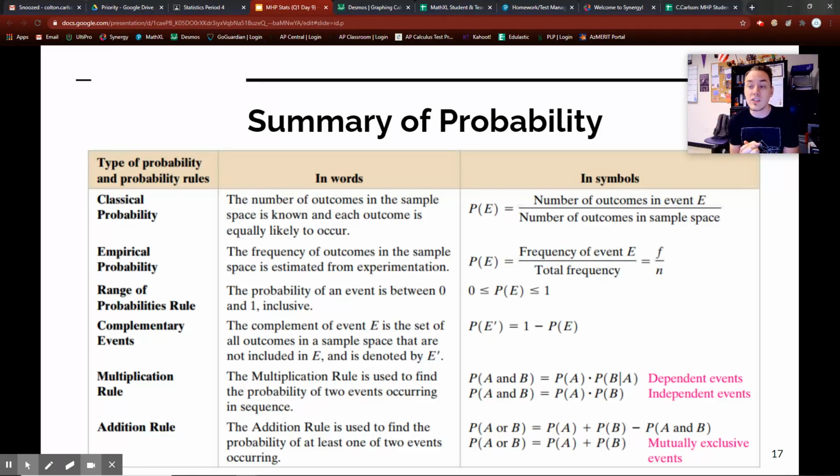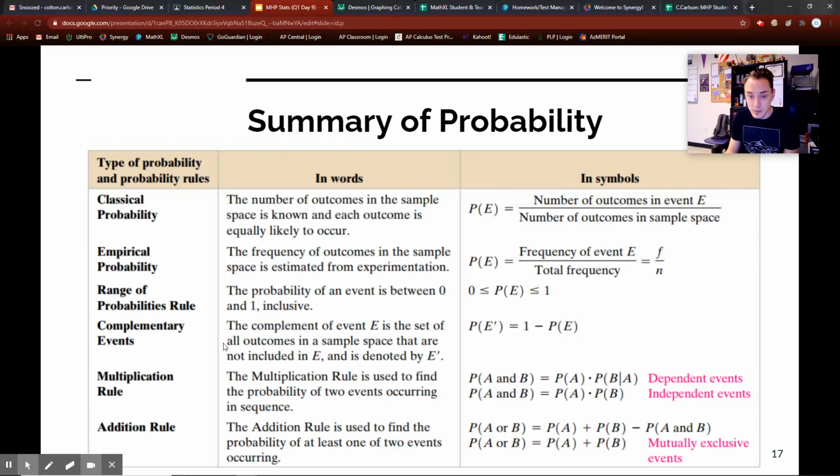So what I have here is just a summary. If you printed off the notes, or if you're looking on the key online, you'll see this on that handout as well. This is just really a summary of everything we've learned, from classical, empirical, the range of probability rule, the complementary events. We learned the multiplication rule. What does it mean to have independent and dependent events? And then we also learned the addition rule, and what does it mean to have mutually exclusive events or non-mutually exclusive events. If you have any questions on this summary page, let me know. But if you don't, then I'm going to assume that you already know all of it, or at least most of it, okay? It is kind of confusing.